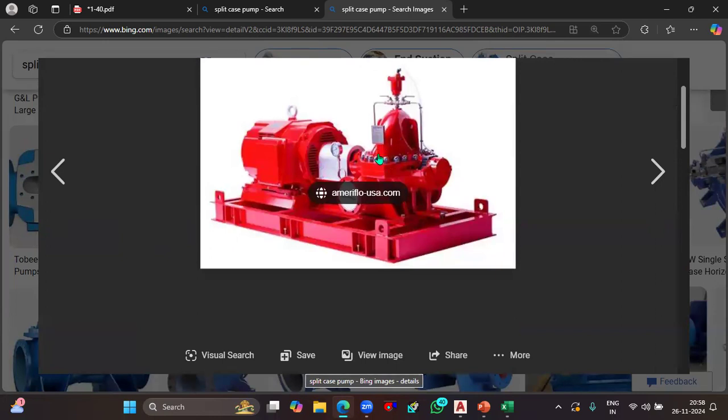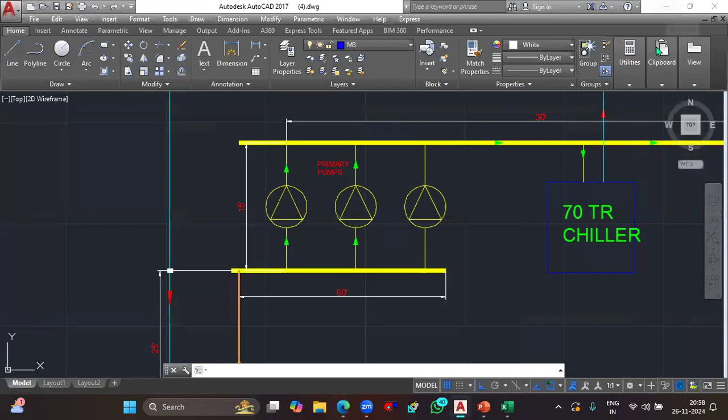So the aspect of this split case concept is very simple. It is used in order to restrict the heat transfer from the motor onto the fluid itself. That's why we are using this split case concept. Normally these split case pumps are used in HVAC, firefighting, and plumbing also. Okay, now I hope you got the idea. Are there any doubts on the secondary pump calculation, guys?